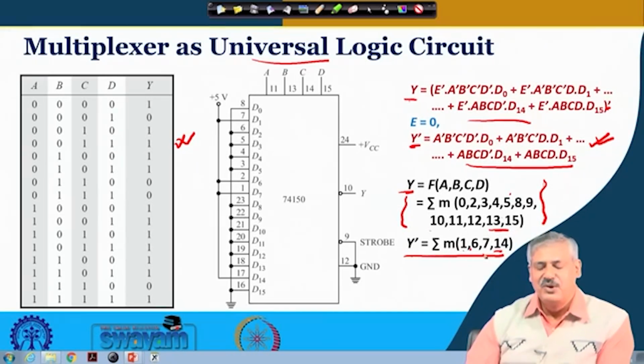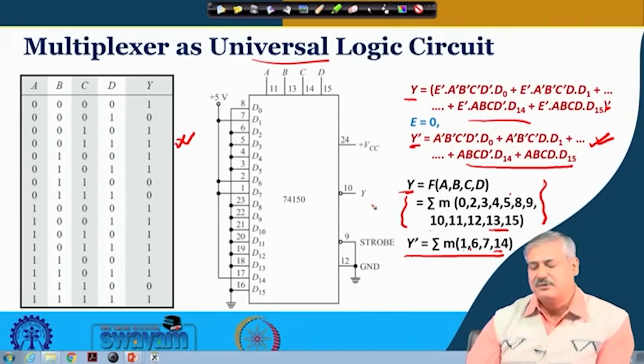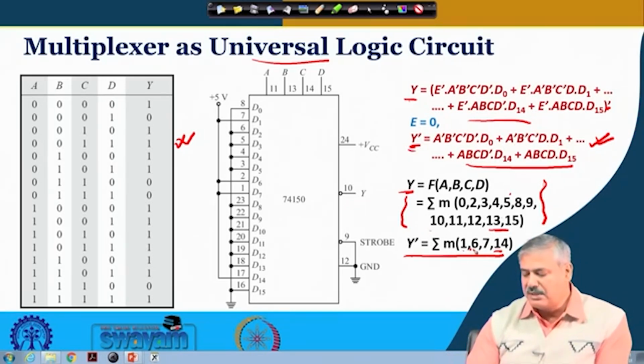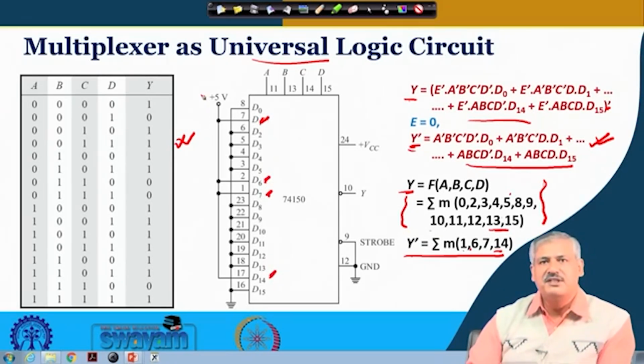Is it fine? So, in this case, since it is generating y prime by this equation, what do you need to connect? So, 1, 6, 7, 14. D1, D6, D7 and D14 you connect to logic high, okay, and the rest you connect to ground.